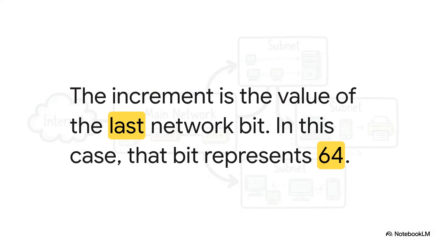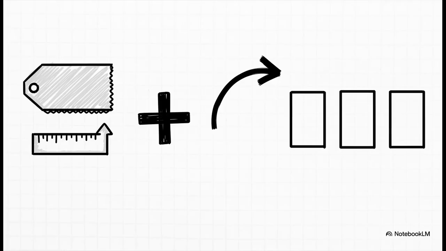All right, on to step 3, finding our increment. This is going to be the magic number we use to count out our new networks. And the rule is super simple. You just find the place value of the rightmost bit that we just flipped to a 1. You know, in binary, the values go 128, 64, 32, and so on. Well, that last bit we flipped is sitting in the 64's place. So our increment is 64. Easy as that.